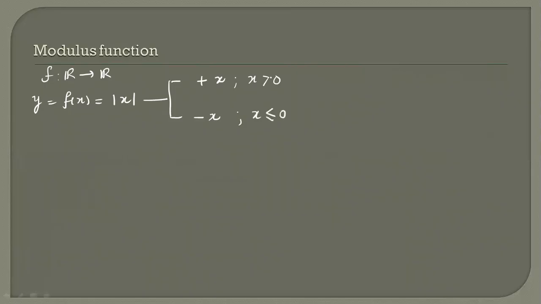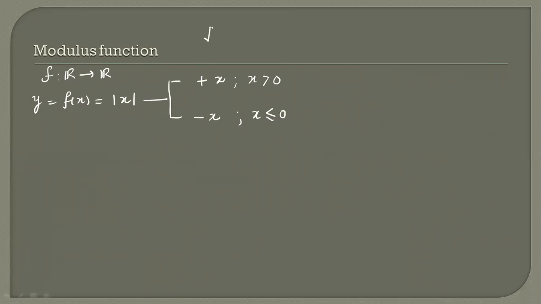Modulus function. If we take a function from real to real and y equal to f(x) equal to mod x, it is defined as mod x, and mod x is broken as plus x if x is positive and minus x if x is negative. You can put the equality sign anywhere because at x equal to 0 this function is continuous. I will tell you what continuous means in upcoming lectures.